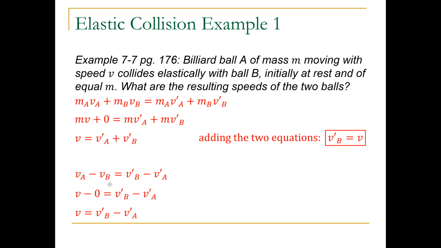There's a lot of different ways you can solve, so follow whichever method you want. You could set them equal to each other. You can add and subtract equations, whatever method you prefer. And I can get that VB prime is V. So that billiard ball that was at rest is now moving with the speed that billiard ball A was moving with before the collision. And that means VA prime is at rest. So their speeds have essentially just switched.